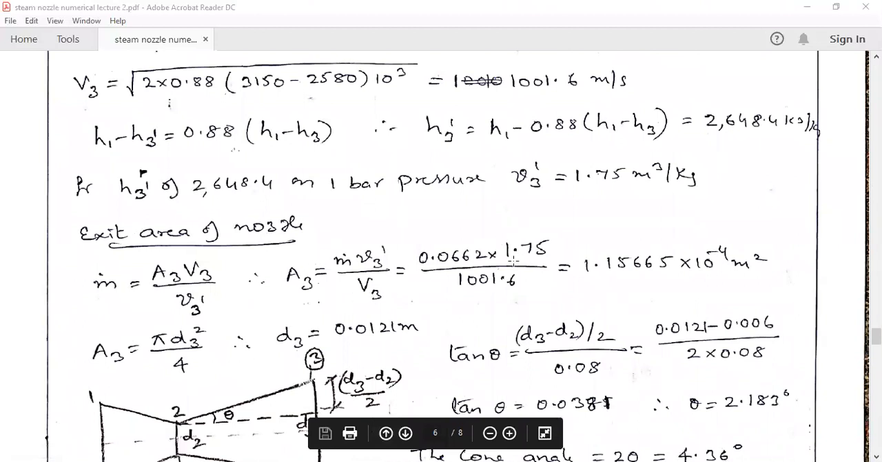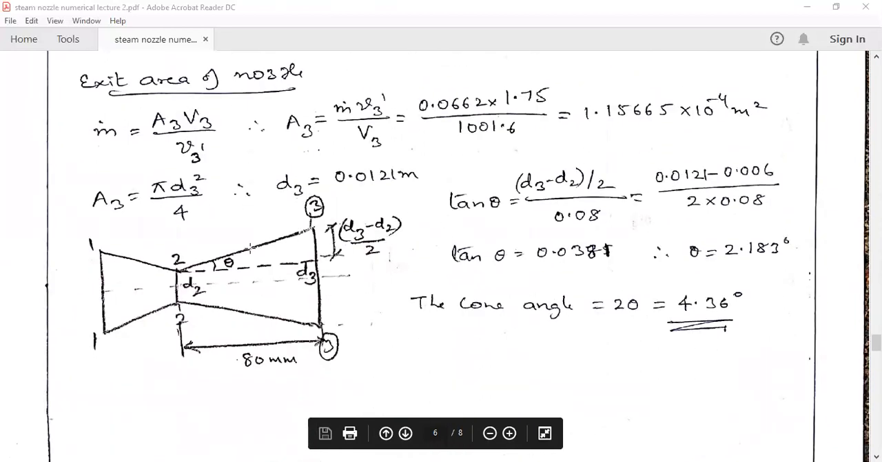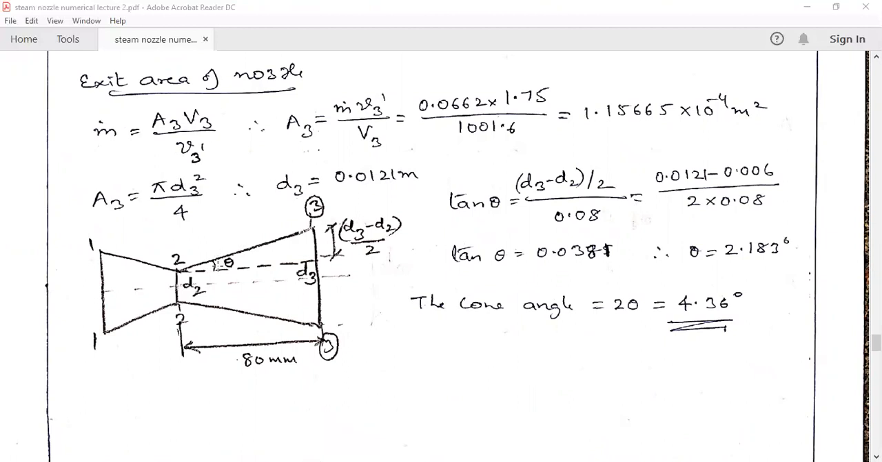So you get it as 1.75 for 1 bar pressure and H3 dash of 2648.4. Then substitute in the mass flow equation: A3 will be equal to m dot into V3 dash by V3. Substitute, and you get the exit area. From the exit area, get the diameter at the exit. Why are you doing this? We need to find out the cone angle.